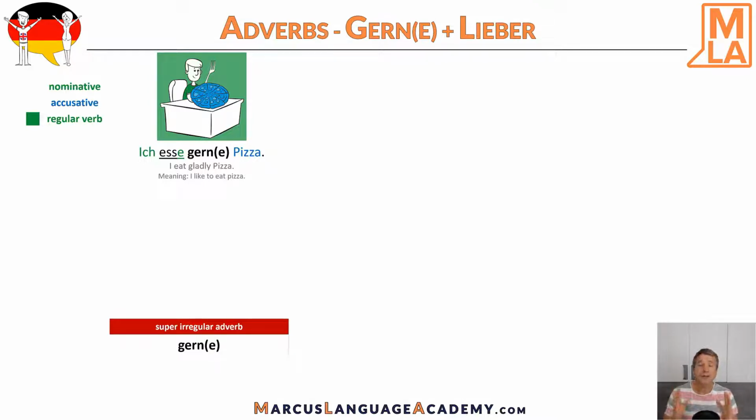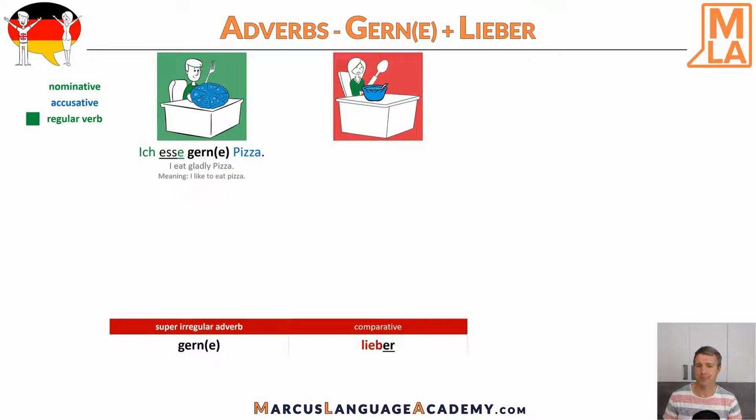But what is the comparative of gern? The comparative is lieber. And of course, really irregular. But let's look at an example again. Sie isst lieber Suppe. Literally means she eats gladlier soup. And the meaning is she prefers to eat soup. And here we have a red background because the verb is irregular.